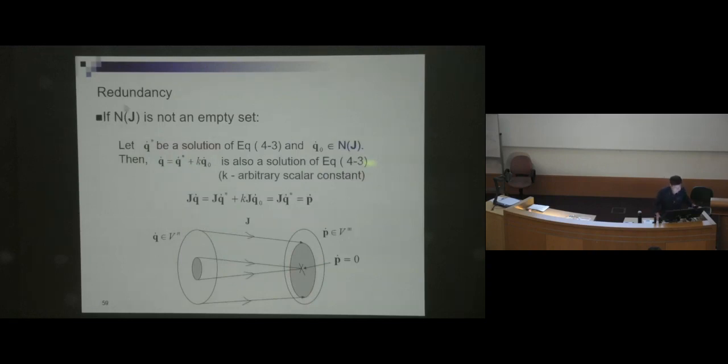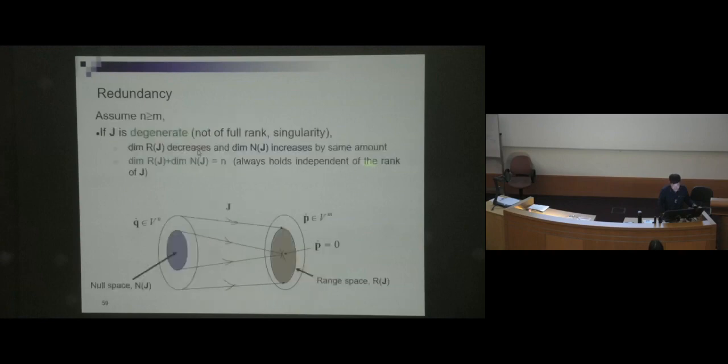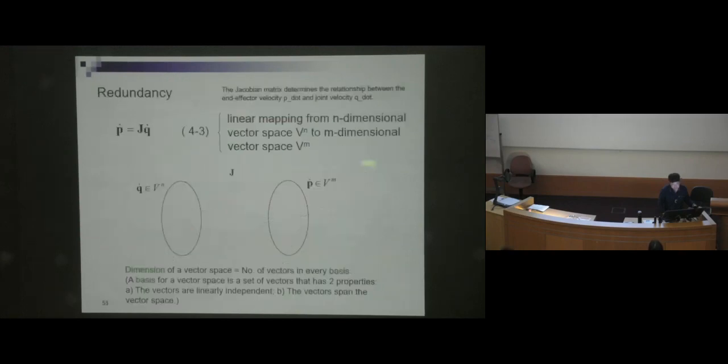What happens if Mj is not an empty set? That means there's a solution, so the null space is not equal to empty. Your Q dot star is a solution. You assume that the Q dot star is a solution of your equation 4-3.